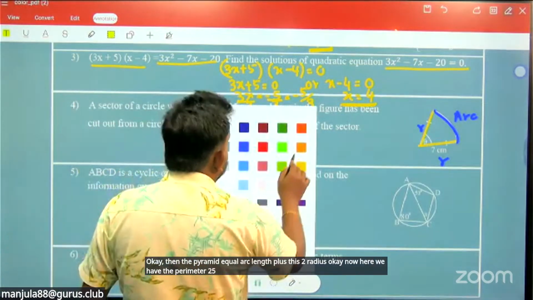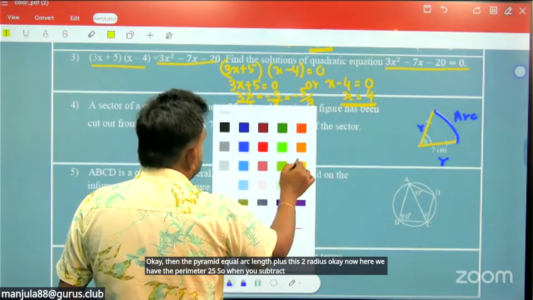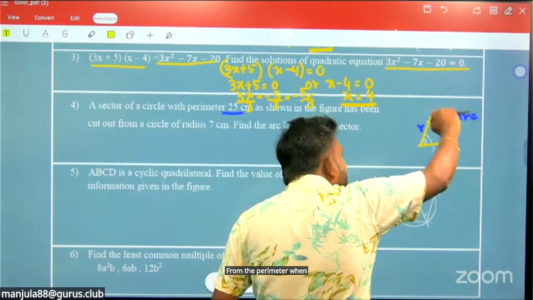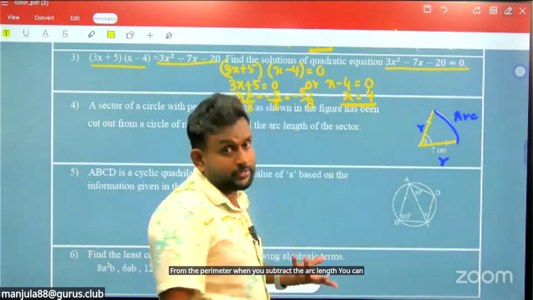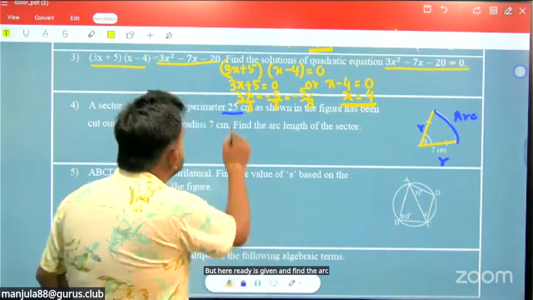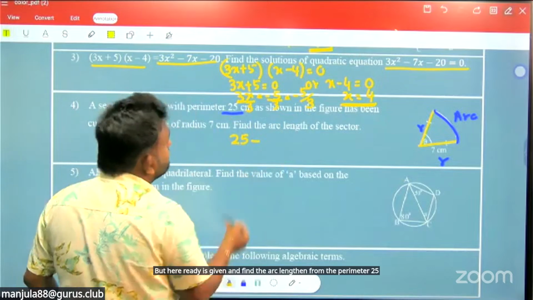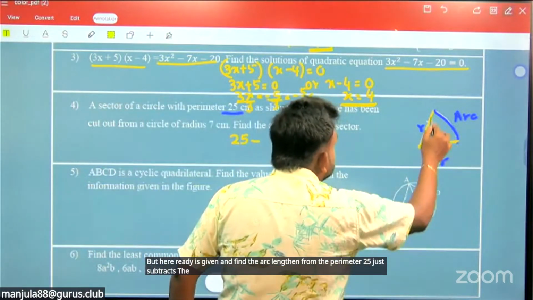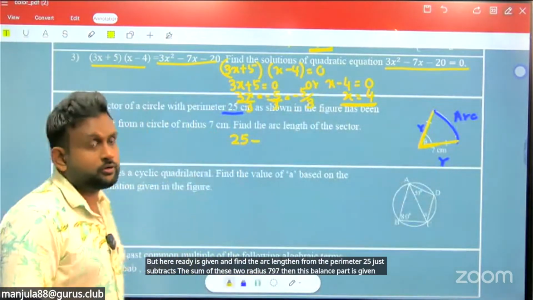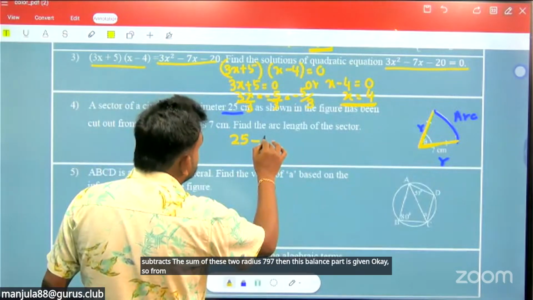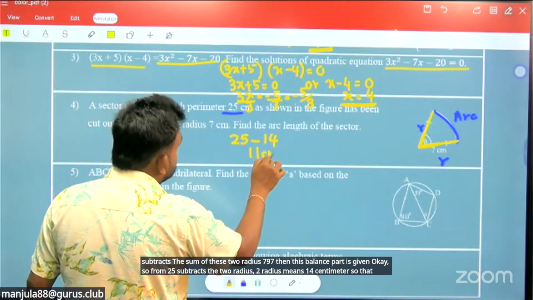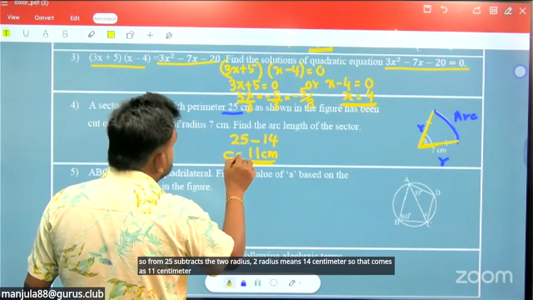So when you subtract the arc length from the perimeter, you can find out the two radius. But here radius is given and we find the arc length. Then from the perimeter 25, just subtract the sum of these two radius, 7 and 7, then the balance part is given. So from 25 subtract the 2 radius, which means 14 centimeter. So that comes as 11 centimeter, that is the arc length.